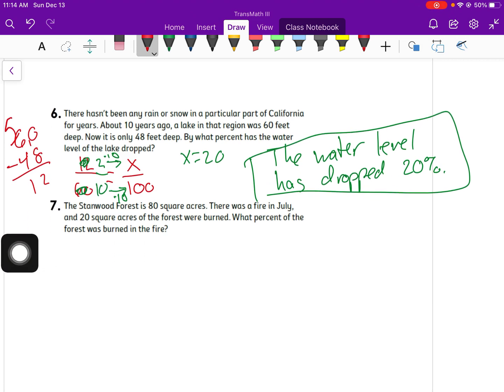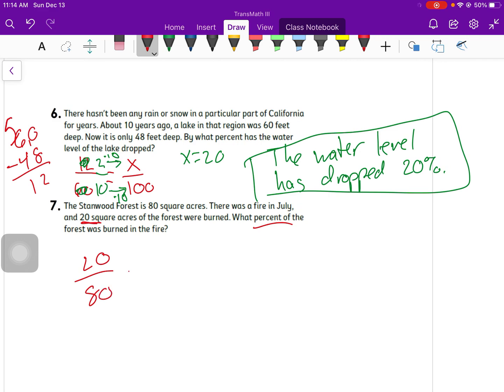And number 7, the Stanwood Forest is 80 square acres. There was a fire in July and 20 square acres of the forest were burned. Well, what percent of the forest was burned in the fire? All right, so we don't have to ask for a change here because it's just saying this is the amount that was burned, and I want to know the percent that was burned.